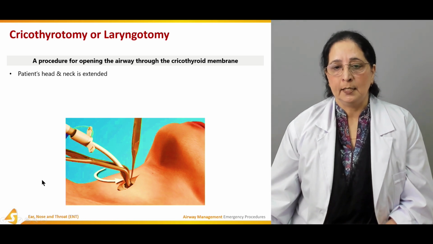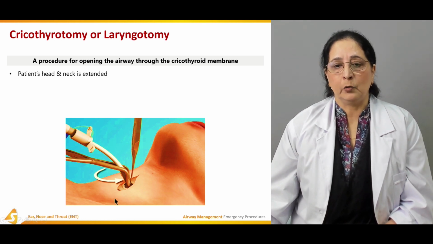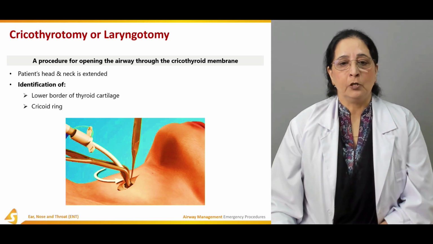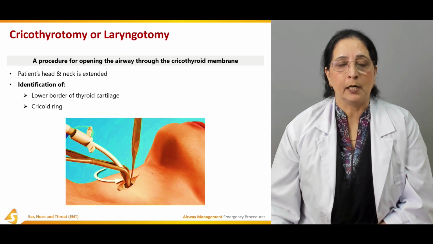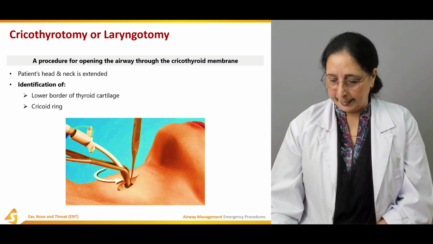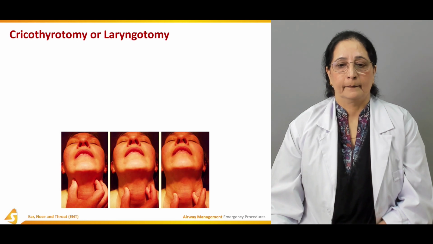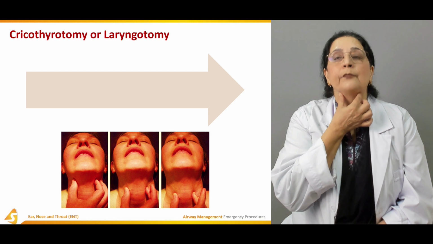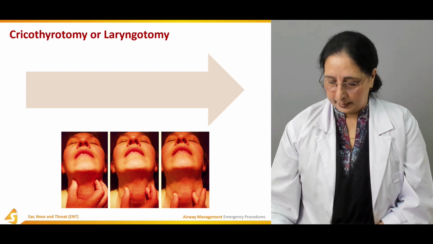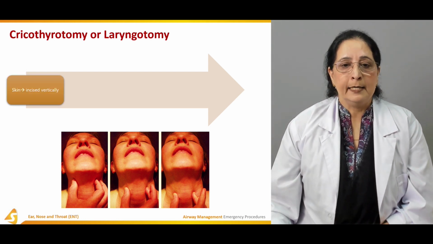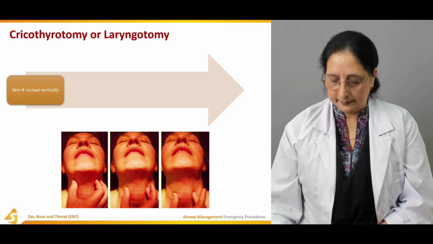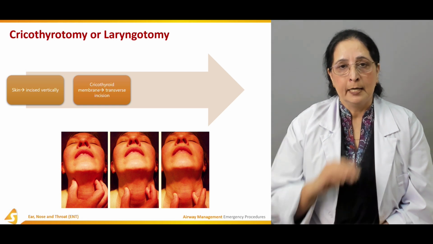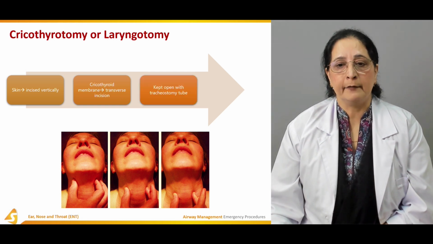Here you can see the opening is in the cricothyroid membrane. Identification of the lower border of the thyroid cartilage and cricoid ring is done. Here you can see the neck is extended. This is roughly the area for the skin to be incised vertically. A cut is given in the skin vertically. A transverse incision is given in the cricothyroid membrane.